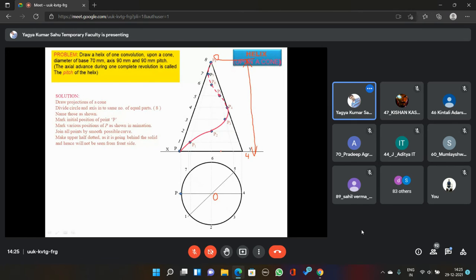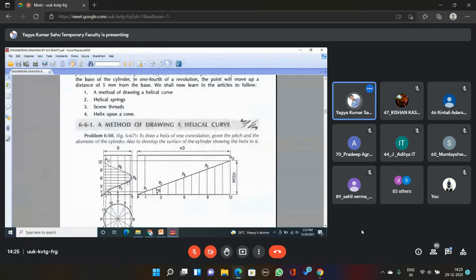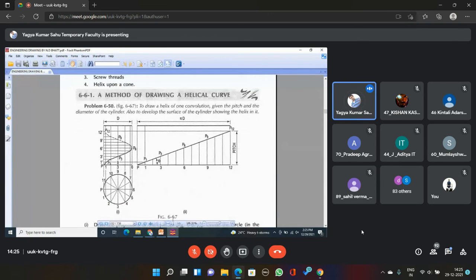Easy. Now I am not explaining the development of this curve. There is a separate chapter, the development of lateral surface. While dealing with that unit, I'll explain the development of this helical curve. In the book, the development of this helical curve is also there. I'm showing you the development. Figure number 6.672 is the development of this helical curve.